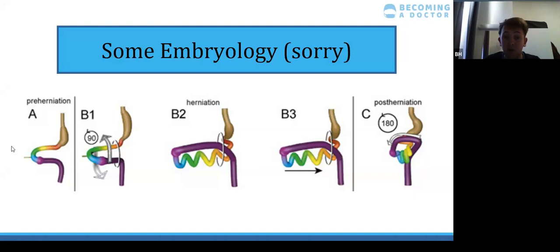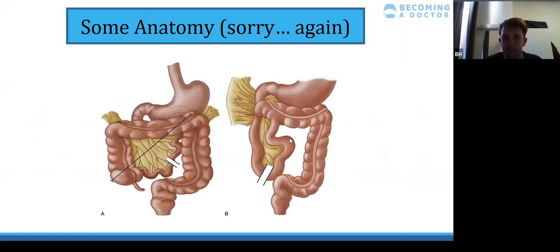And what happens in malrotation is this second rotation doesn't happen. So instead, these children have a bowel that looks a bit like this, and that leads to significant anatomical differences. And these anatomical differences are very serious and present complications, namely midgut volvulus.